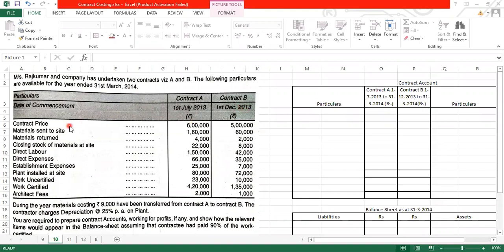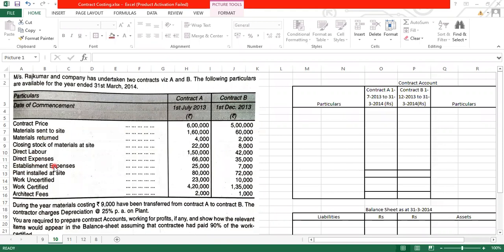Now, they have given us the items. Contract price is given. Fine. Contract price will help us to do certain calculations. Material sent to site: in the contract account, it will be recorded on the debit side. Next is material return. Material return, on which side of the contract account? Credit side. Closing stock of material at site will be under the head WIP, and it will be written in the contract account, credit side.